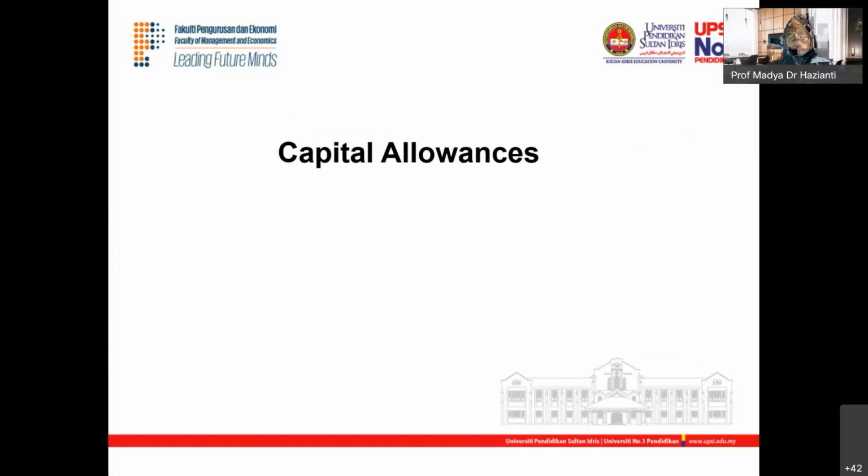Alright, so this is quite short. Saya tak ada plan nak go into detail, but just to introduce to you what capital allowances means. If you have some accounting background, you would know that capital allowances is actually equivalent to depreciation. Okay, so in accounting kita ada depreciation, but for the purpose of taxation, we call it capital allowance. The concept is quite similar.